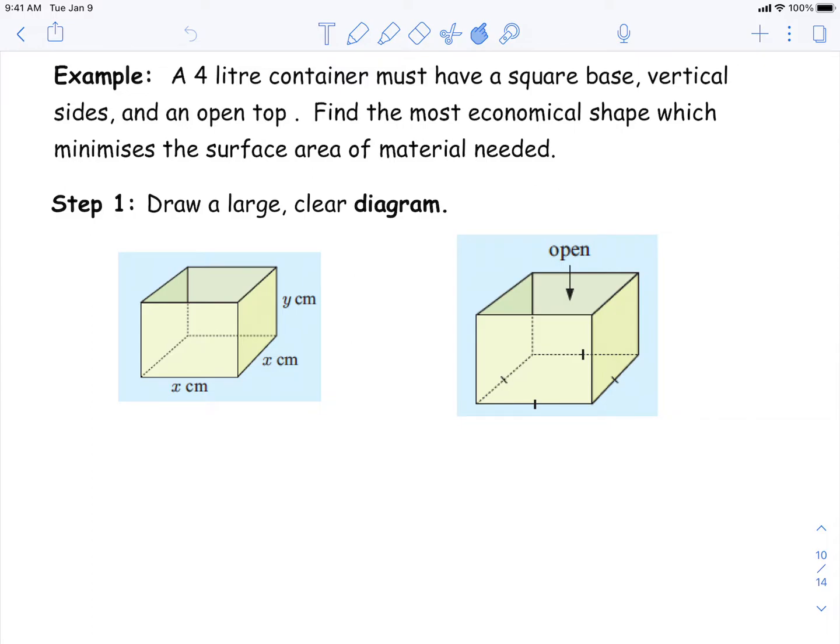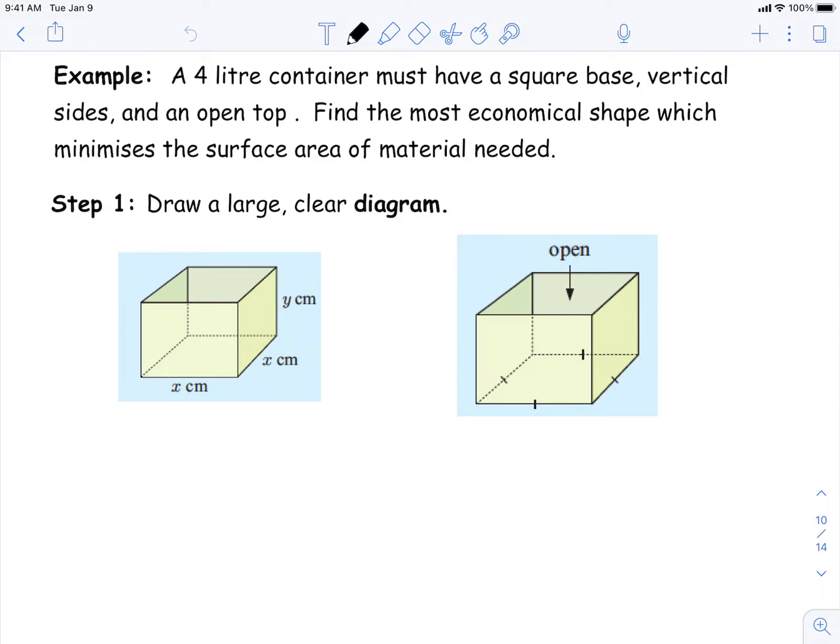Here's an example of an optimization problem. The example is we have a 4-liter container that must have a square base, vertical sides, and an open top. We want to find the most economical shape which minimizes the surface area of the material needed. So step 1 is we want to draw a large diagram.